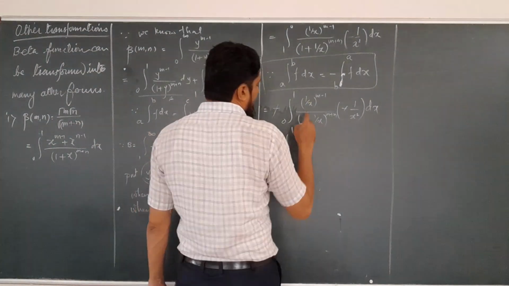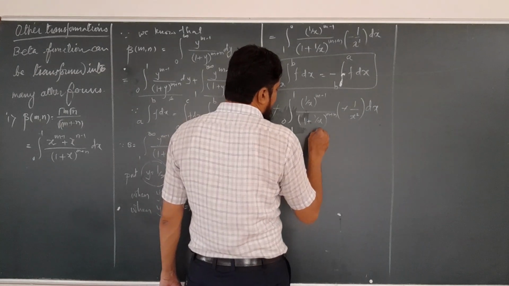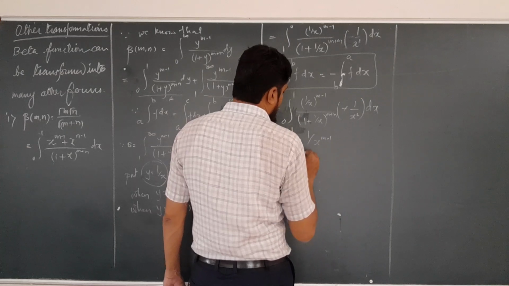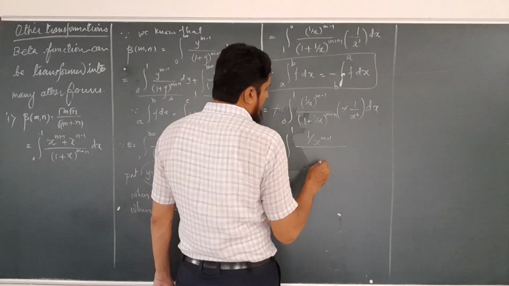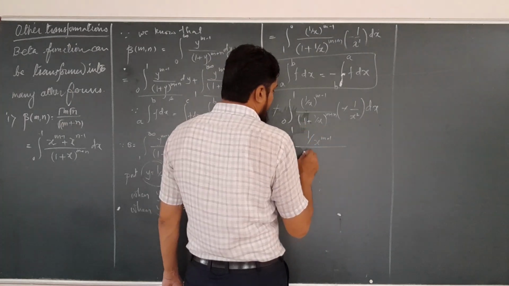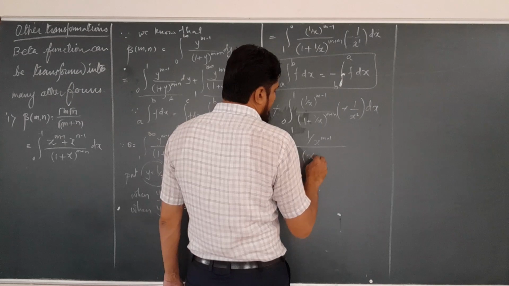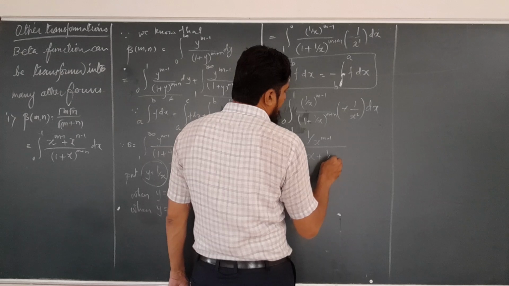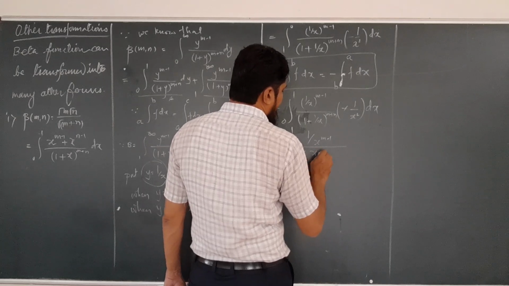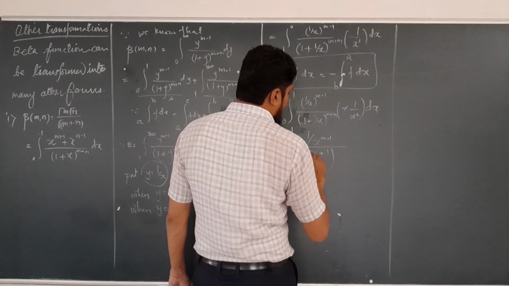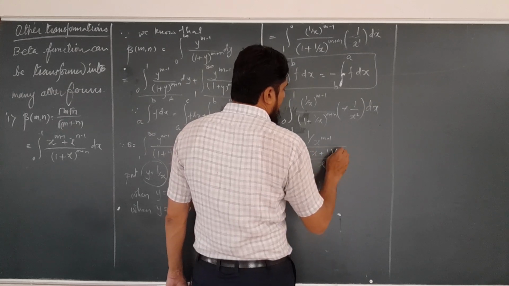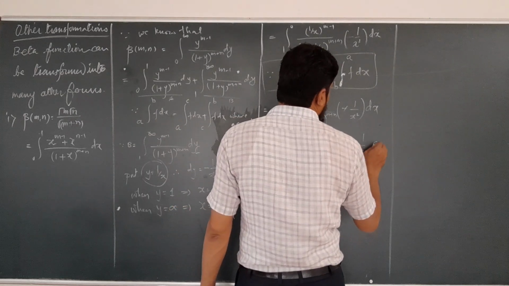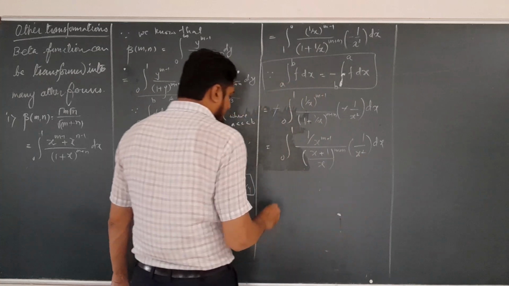Minus minus becomes plus. We will get integration from 0 to 1, 1 upon x raised to m minus 1, and here we can write x plus 1 upon x, raised to m plus n, into 1 upon x square dx. Correct?